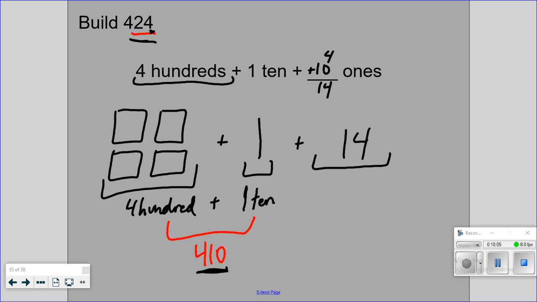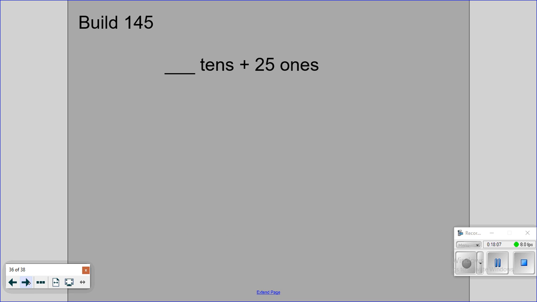Go ahead and erase your space, or move to a new spot. Here's our next number, 145. This time I didn't give you any 10s. I just gave you a couple of ones. You need to figure out how many 10s you need. A little trickier.